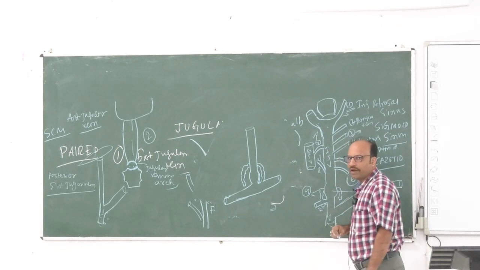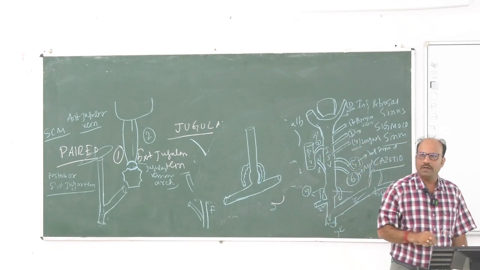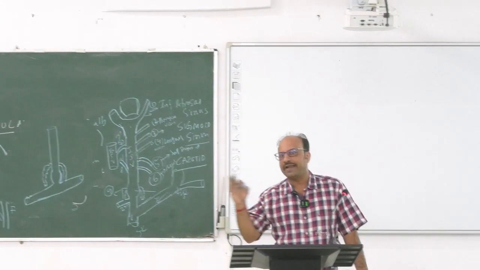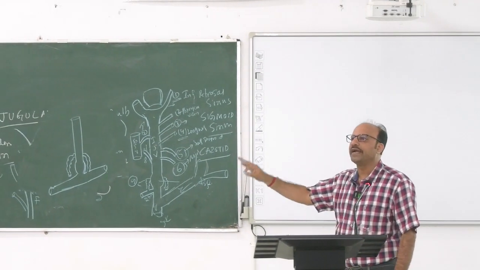Seventh, oblique jugular vein. If they ask what is oblique jugular vein, you will say this is the vein which connects the external jugular with the internal jugular vein.